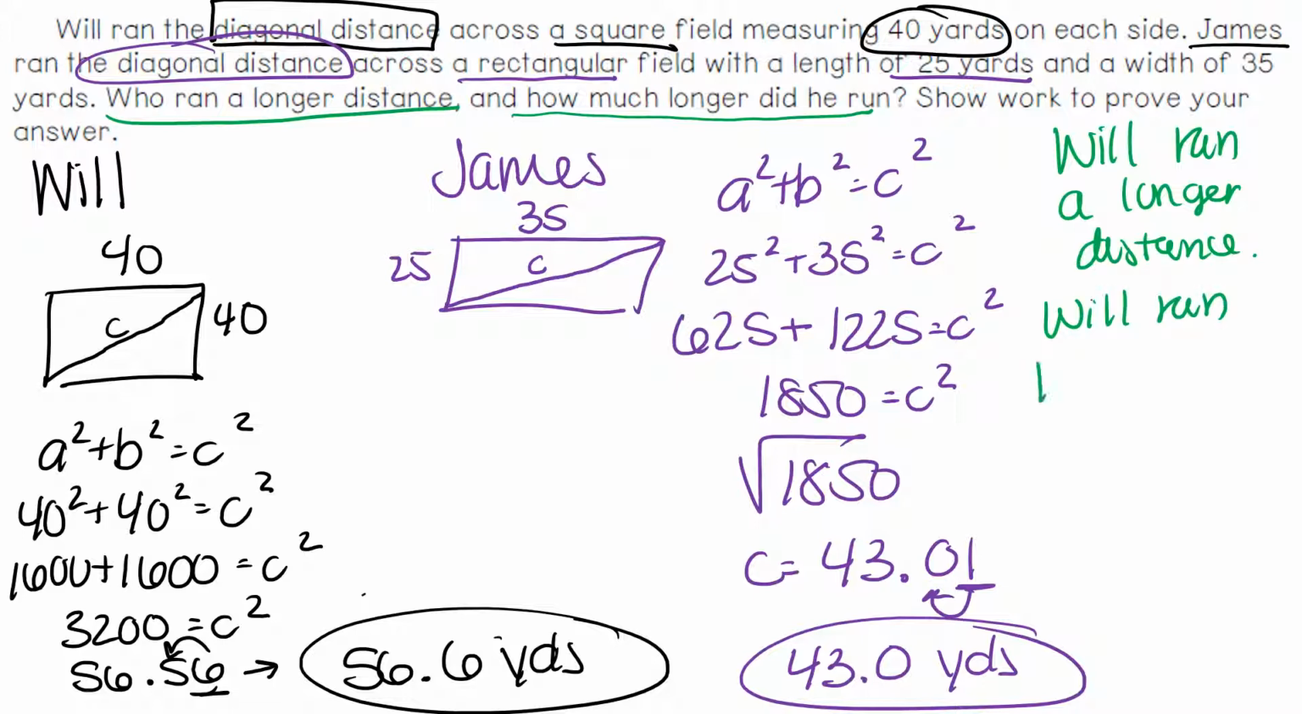Will ran 13.6 yards longer. When we subtract, we get an answer of 13.6. Make sure you answer the question from the word problem. Who ran a longer distance? Will ran a longer distance. How much longer did he run? 13.6 yards longer.